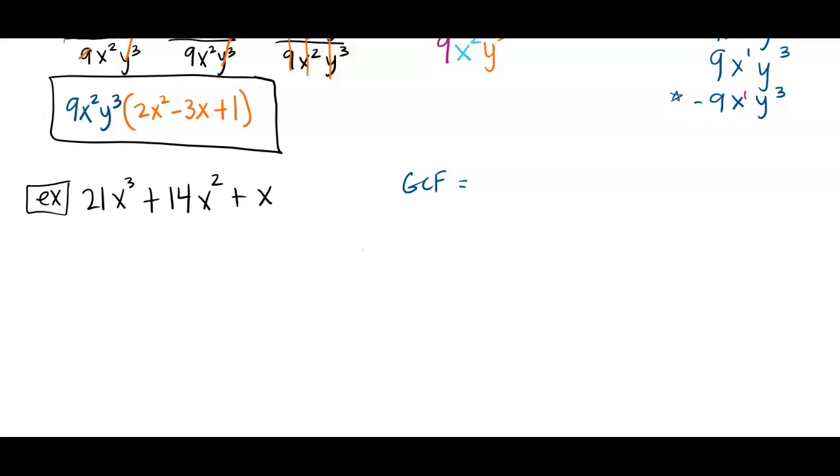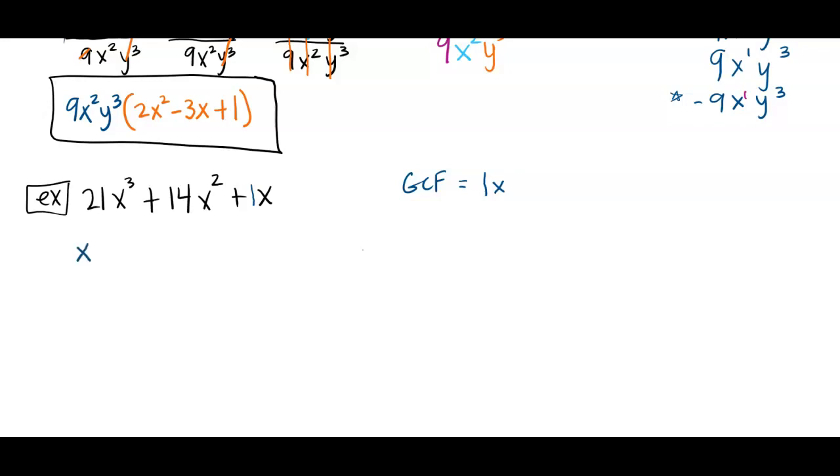Okay, so if we're looking for the GCF, we're going to start off with the number part. So 21, 14, and then this one's really a 1, an invisible 1 that's there. And so what is the largest number that will divide into those 3? Just be 1, right? Yeah, just 1. And then if I'm looking at my x parts, I've got x to the third, x squared, and then x to the first, so that means x is the other part of my GCF. So really, my GCF is just x.